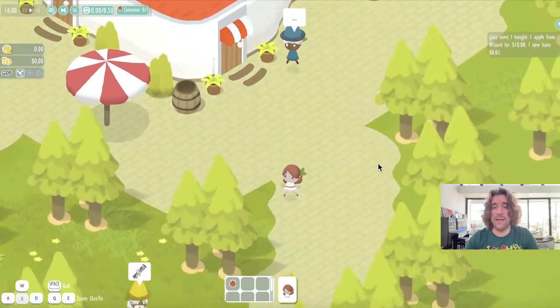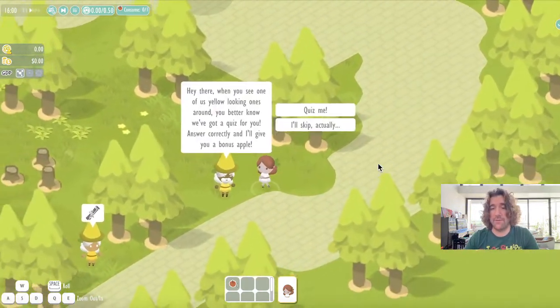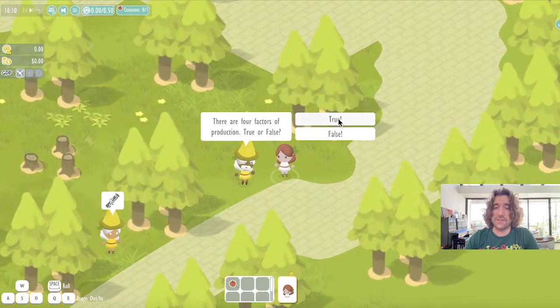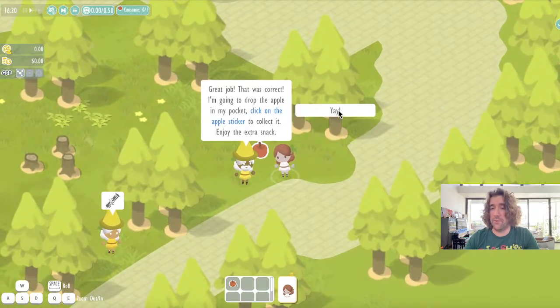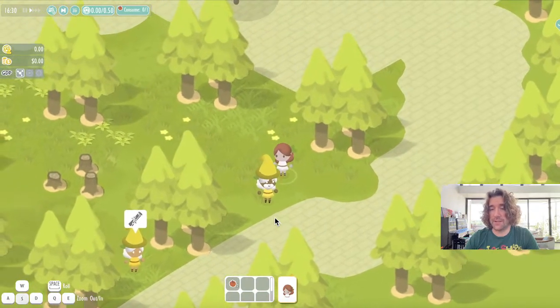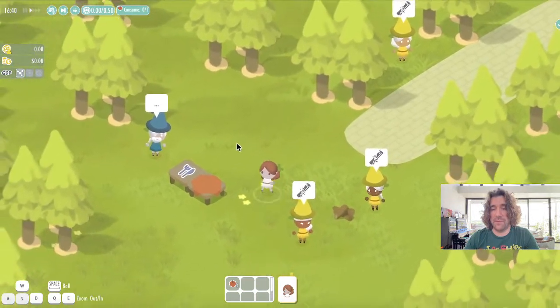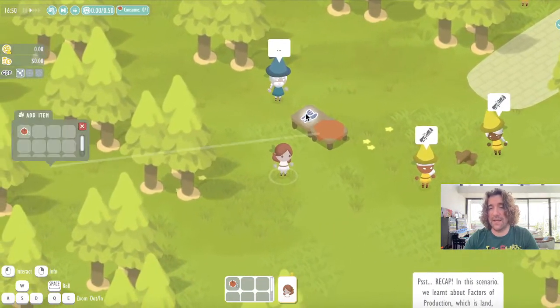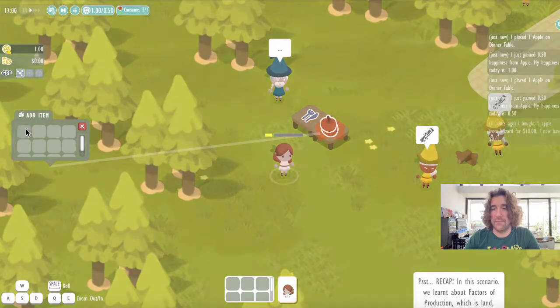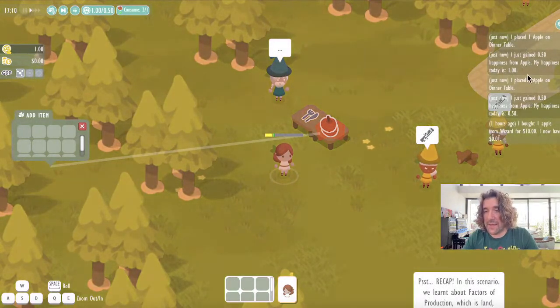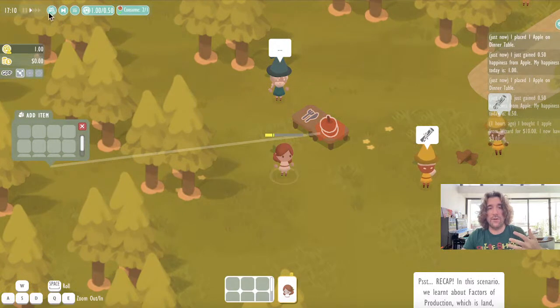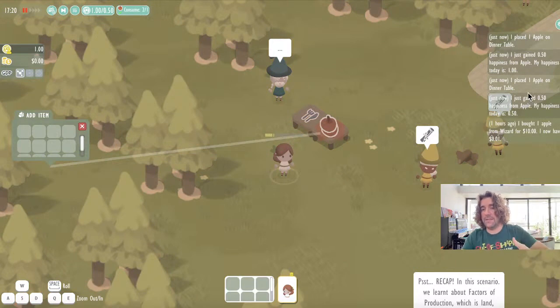As I go on with the level, I can also answer some of these questions that the quizzers are asking me, like, for example, questions about the factors of production. I'm going to eat this other apple. And finally, I'm going to place down the apples that I have collected on my dinner table. And as you can see here in the logs, by placing down apples on the dinner table, I'm actually gaining happiness. Every apple is giving me additional happiness.